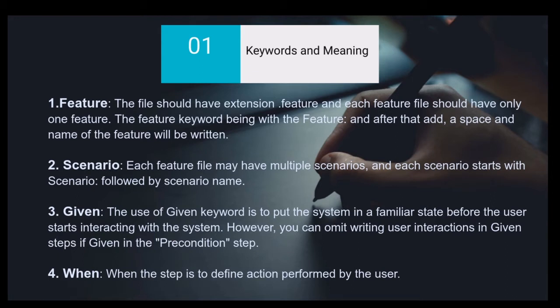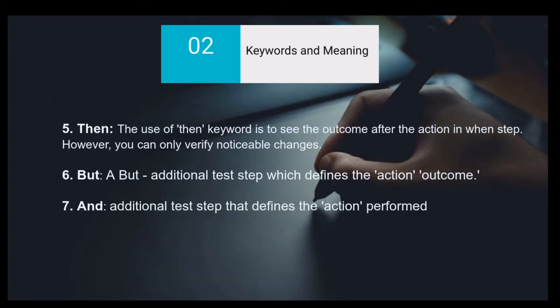When is the step to define the action performed by the user. So whatever action we are going to perform on our system, we will mention in the when part. Fifth is then. The then keyword is mostly used for the verification part. The keyword is used to see the outcome of the action which we have performed in the when step.